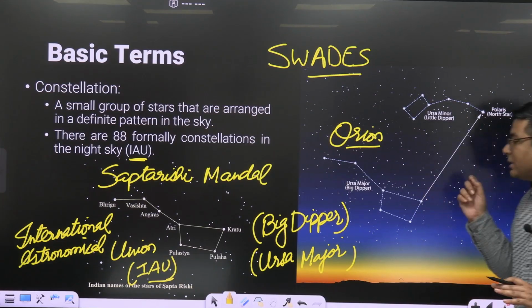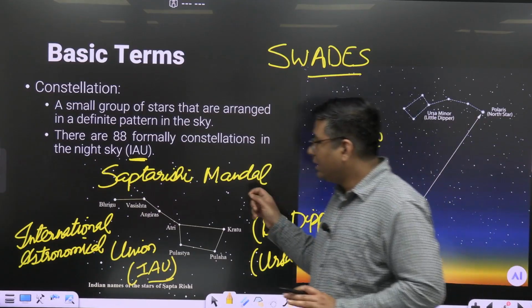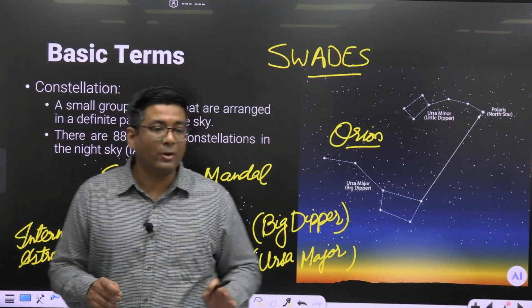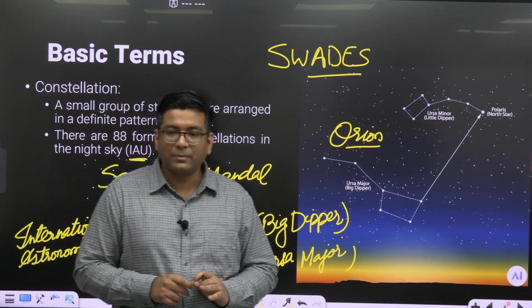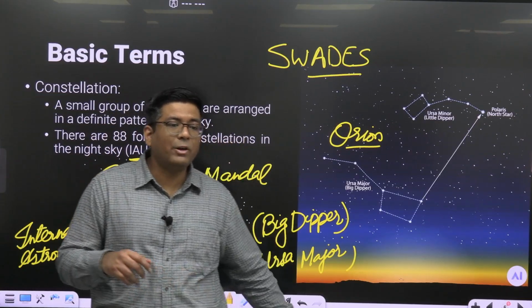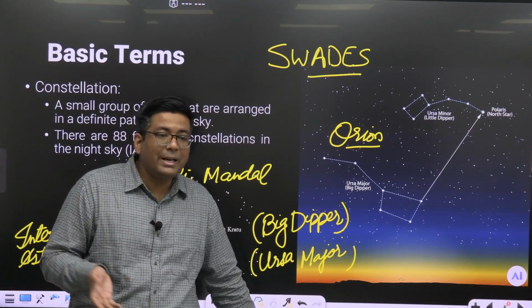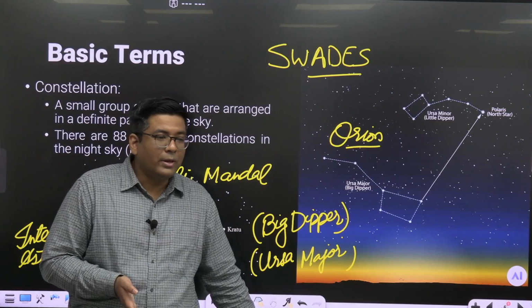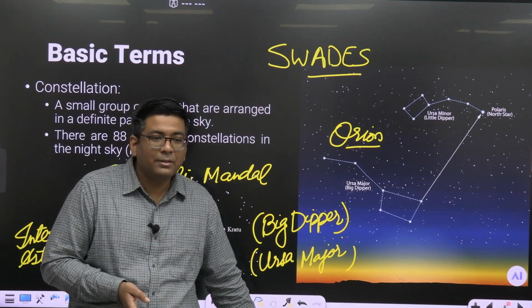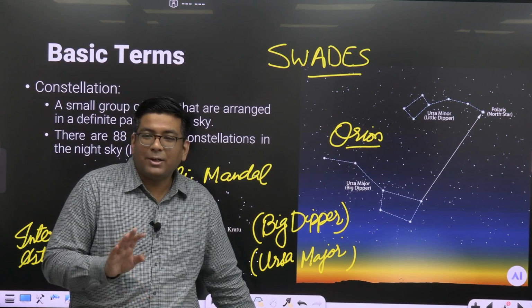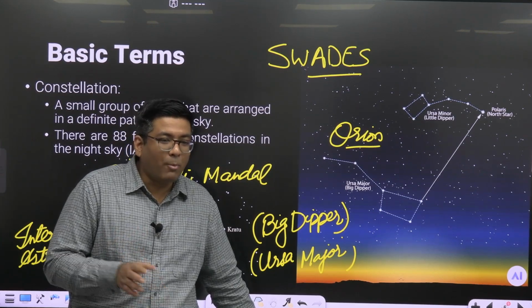Now this Ursa Major or Saptarishi Mandal is very important for navigation purposes. Has anyone been on a ship, or wanted to be in the merchant navy or Indian Navy? No one? Popeye the Sailor Man? Haven't heard of anything? Popeye the Sailor Man at least?